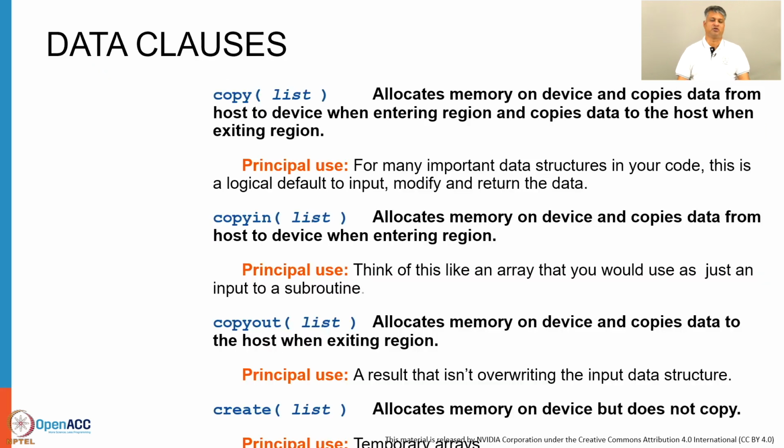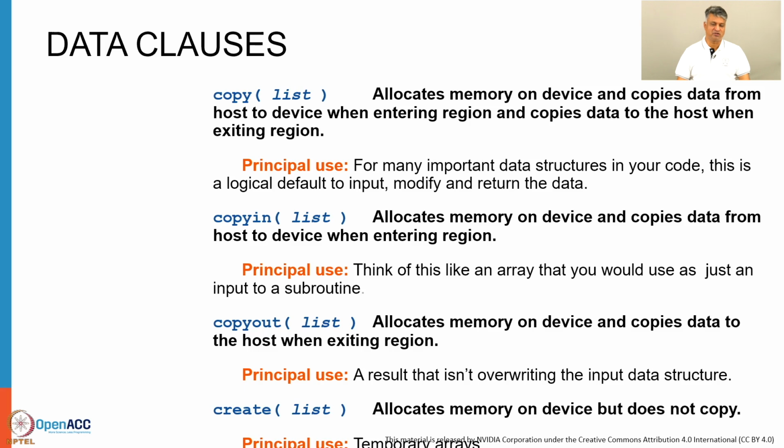So what are the different data clauses? One is copy, and the argument for this will be the list of variables. When you use the copy data clause, it allocates memory on the device, copies data from the host to device when entering the region, then copies the data to the host when exiting the region. This is primarily used for the important data structures in your code, and this is the logical default to input, modify, and return the data.